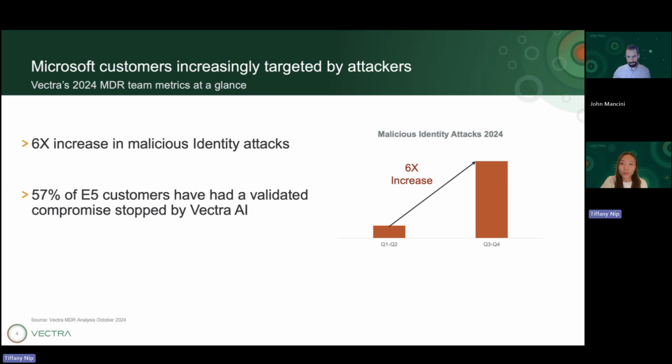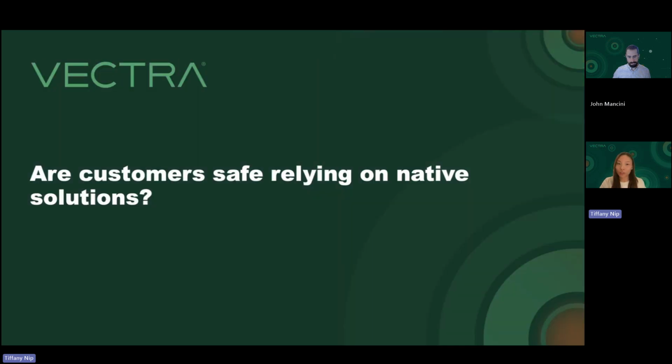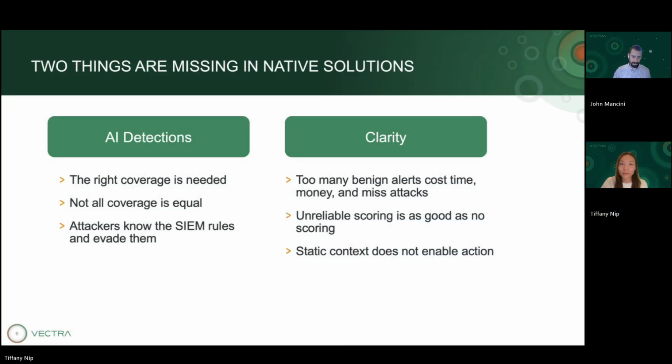Yes, right. And so basically we're saying that customers are not safe relying on native solutions, right? And so let's talk about why then. I like to keep it simple in some cases. I think there are two big things that are the problems right now. In the native solution space, there are coverage gaps. You need the right coverage to find what attackers are doing.